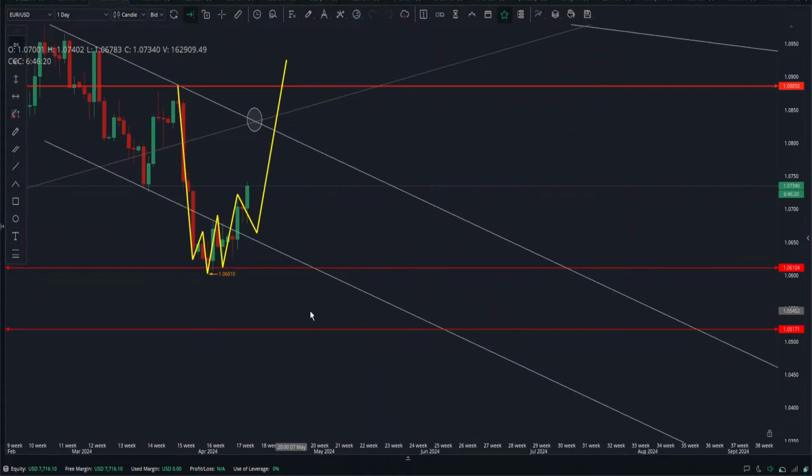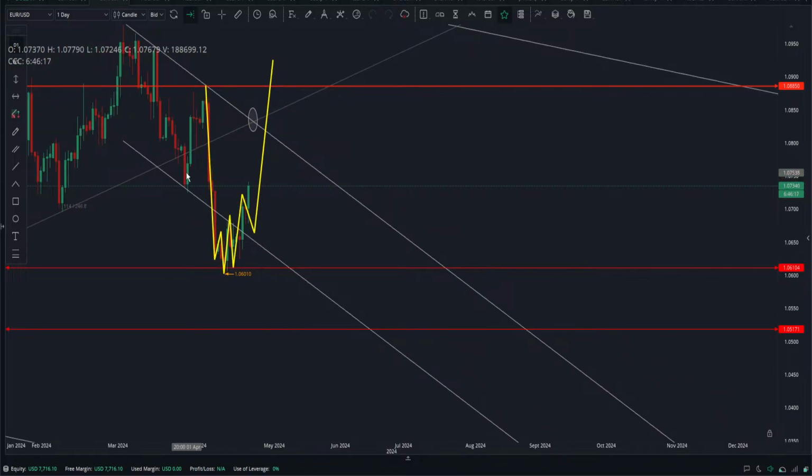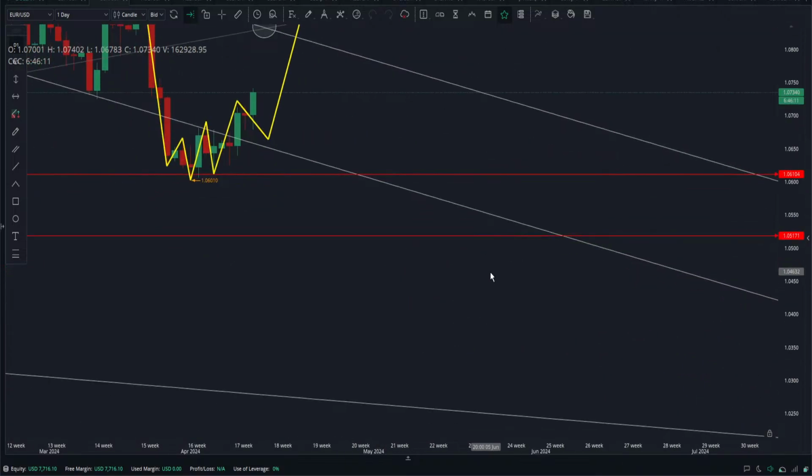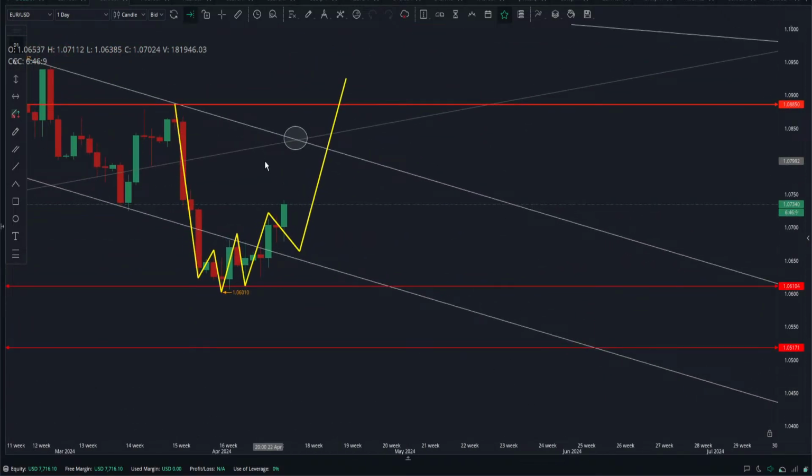Talking about the Euro USD, very clean uptrend here. The low of these two equal low bodies may be providing resistance to the price in the coming time. Now, the next level of actual resistance is around 1.0885 in this one, and the support is around 1.0610.